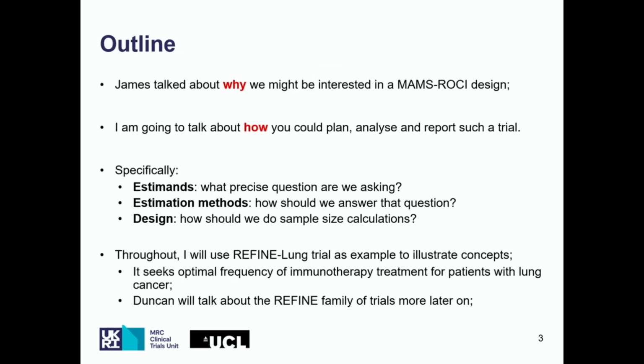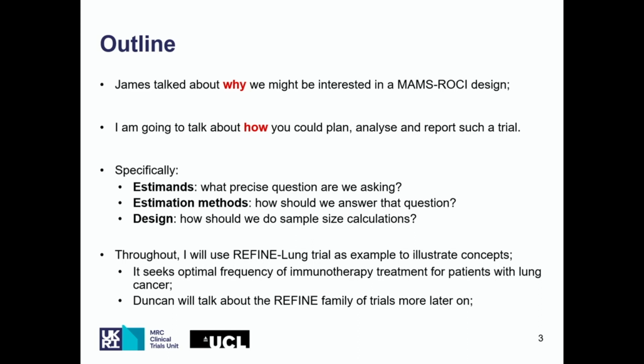So James has talked about why we might be interested in such a design and about the general idea of what a MAMS-ROCI design is. I'm going to talk more about how we could think about planning, analyzing, and reporting such a trial. And so this is probably going to be the more technical talk of this session. So apologies to non-technical people, but to help them, I will try to ground all of the points and suggestions that I'm making using a specific example.